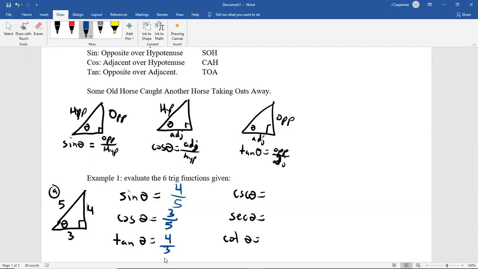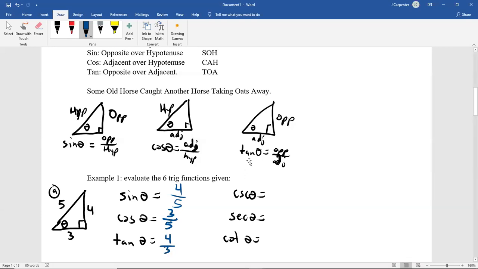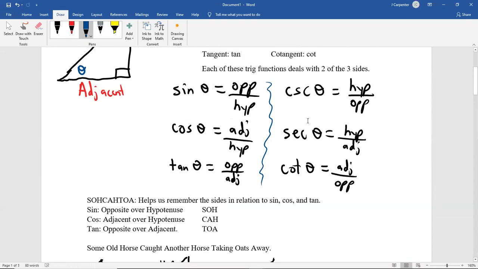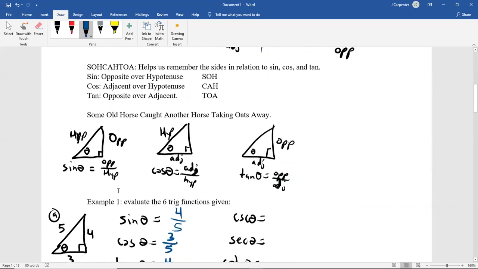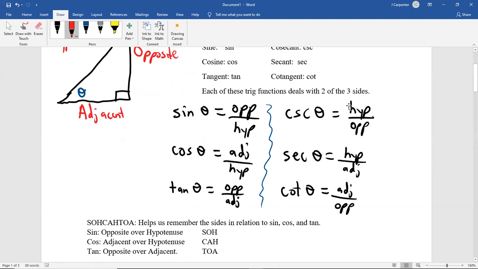Cosecant, secant, and cotangent. These are, again, the basic idea is the reciprocal of these, but let's actually go to the standard definitions for now. Cosecant is the hypotenuse over the opposite. Maybe for these first couple, you even want to label these. Maybe you want to label the 3 as the adjacent. Maybe you want to label the 4 as the opposite. Maybe you want to label the 5 as the hypotenuse. You're more than welcome to do that. So we want cosecant, which we said was hypotenuse over opposite.